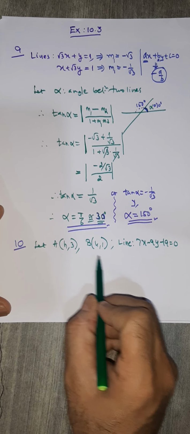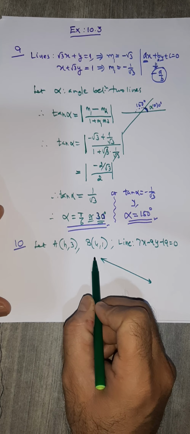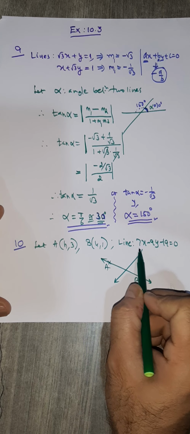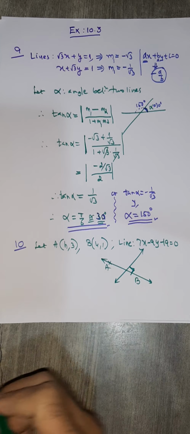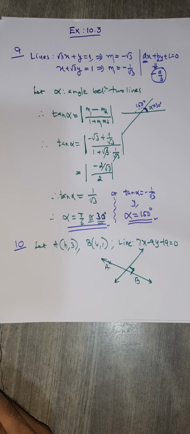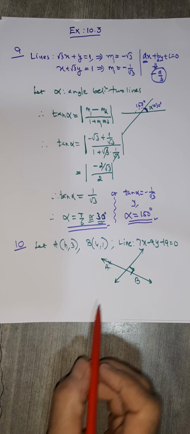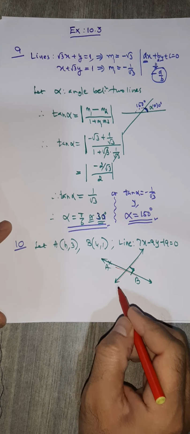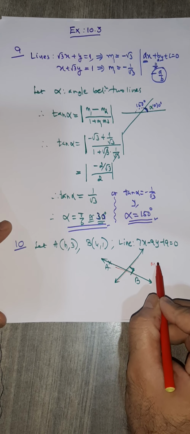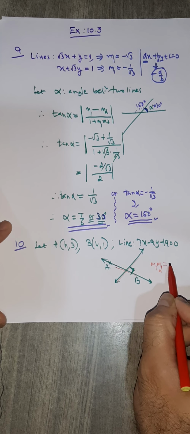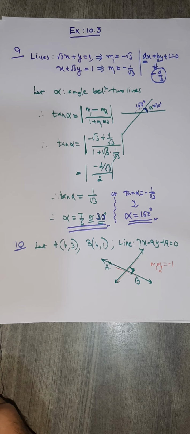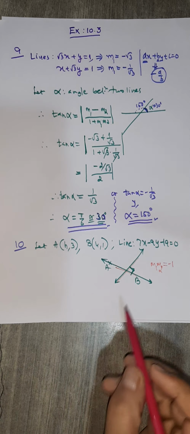So this line AB passes through A and B, and this other line, both are perpendicular to each other. That's given to you. So when we have perpendicular, what do we have in our mind? The slope of this and the slope of this, if you take their product, must be minus 1. And m1 into m2 equals to minus 1. That is what you are going to use here. Product of the slopes equals to minus 1.